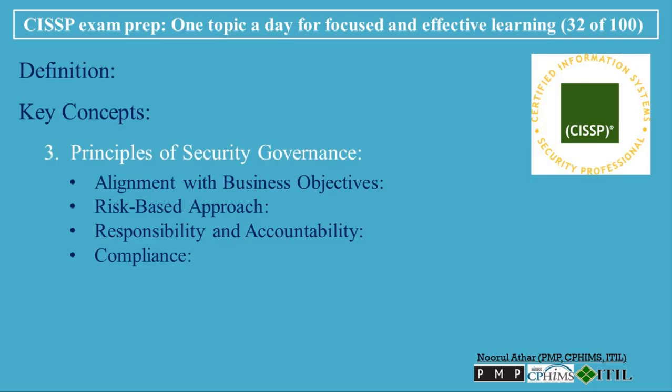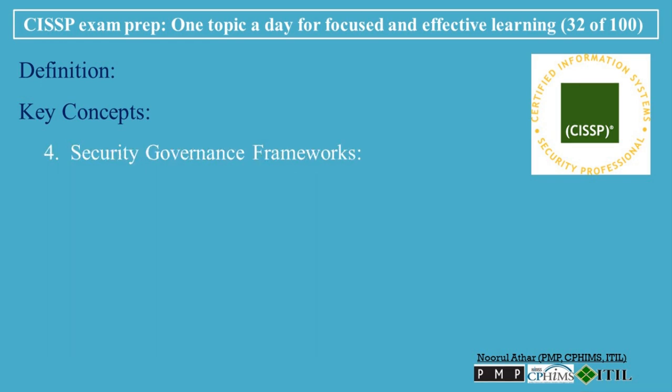Compliance. Security governance ensures that the organization meets its legal, regulatory, and contractual obligations related to information security. Continuous improvement. Governance frameworks must be adaptive, promoting continuous monitoring, assessment, and improvement of security practices. 4. Security governance frameworks. ISO/IEC 27001, an international standard for information security management systems, ISMS, that provides a framework for establishing, implementing, maintaining, and continually improving security. It emphasizes risk management and aligning security with business objectives.